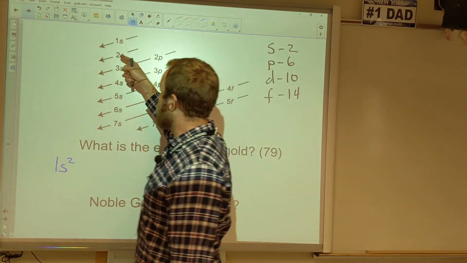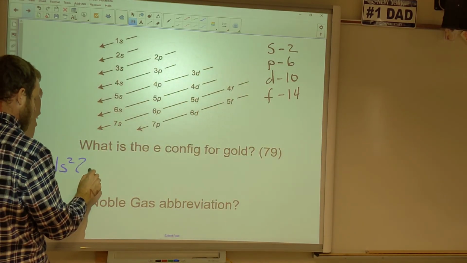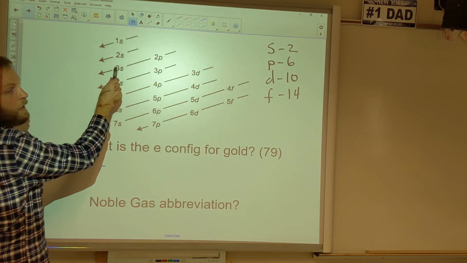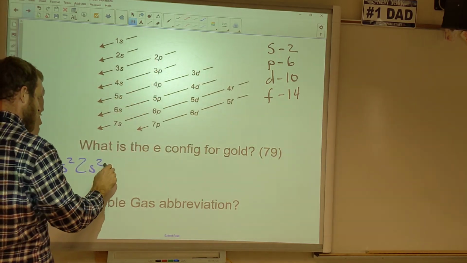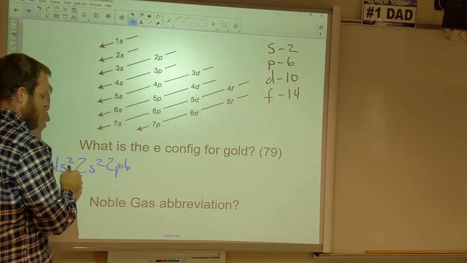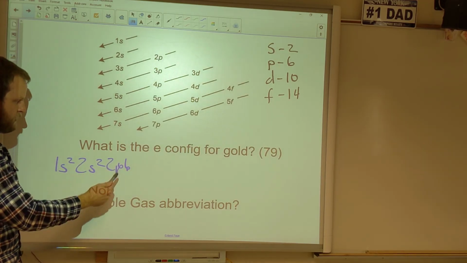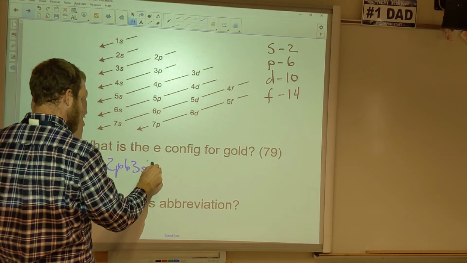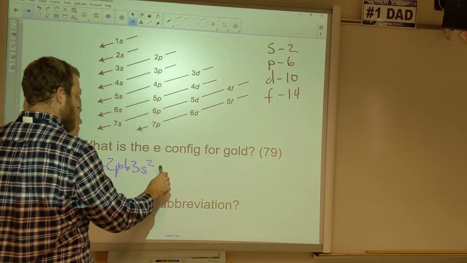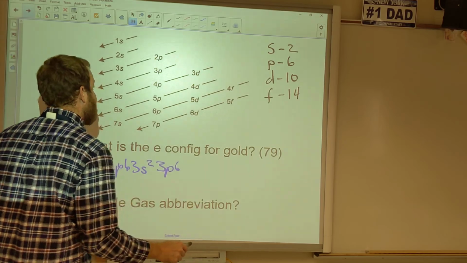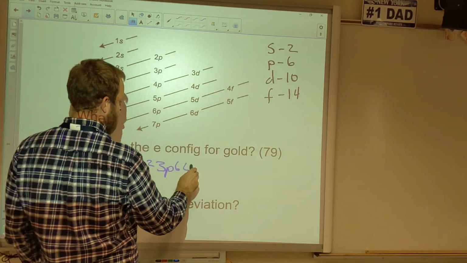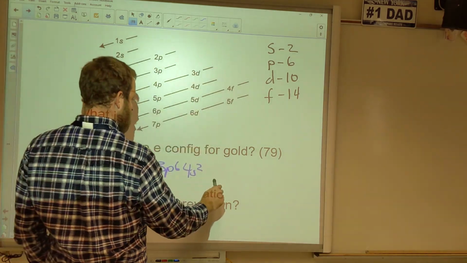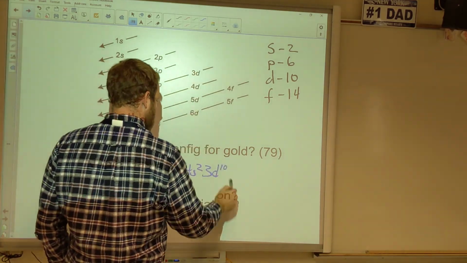So after 1s is 2s, because that's the next arrow. And then after 2s, we go to this arrow, which doesn't start here. It starts over here. So I start at 2p. Fill that up. I'm only at 10 electrons. 2 plus 2 plus 6 is 10, not even close to 79. So then I go to 3s, 2, I'm at 12. Then I go to 3p, 6, I'm at 18. Then I go to 4s, 2, I'm at 20. Then I go to 3d, 10, I'm at 30.